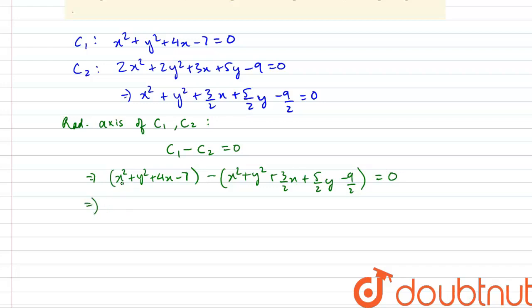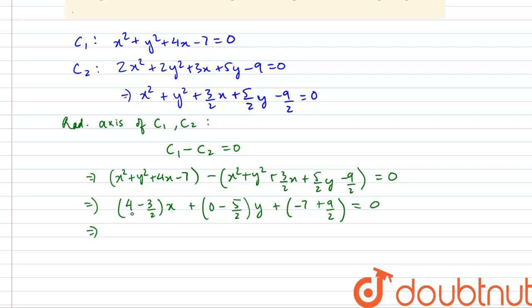Right, so we can see that we can cancel out the x squared and y squared this way, and in the coefficient of x we will have 4 minus 3 by 2, this into x, plus in the coefficient of y we will have 0 here and minus 5 by 2 from the second circle. So this is the coefficient of y, and then let us write the constant term. This is minus 7 from the first bracket and then plus 9 by 2. This is equal to 0.